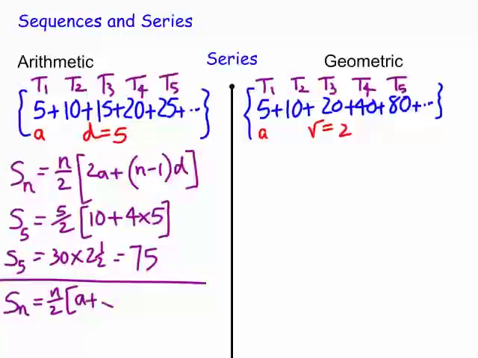Okay, so let's try that. We want to find sum 5 again. So sum 5 would be 5 on 2 at the front, because n is 5. A is 5. Now L is actually the last term which we're adding up, and this is term 5, which is 25. So again, you can see here we have 2.5 times 30.